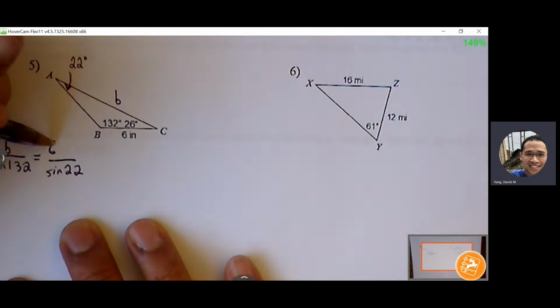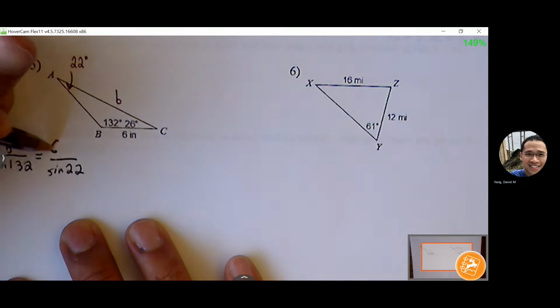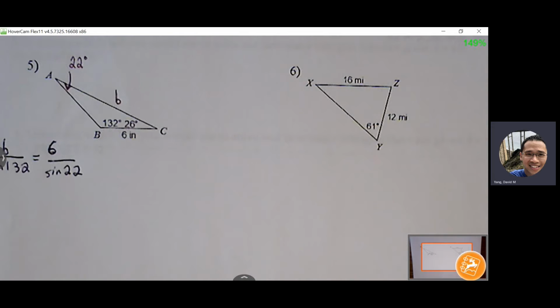Rounding to the 10th place. Let's do 3 decimal places, just so we can gain more accuracy.